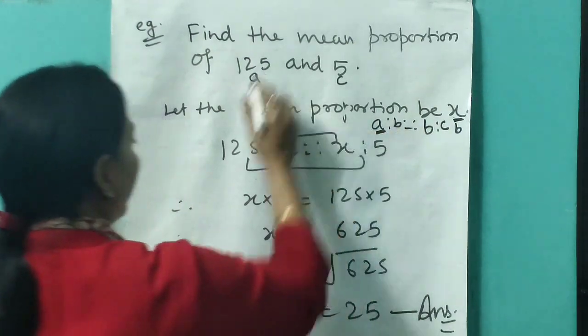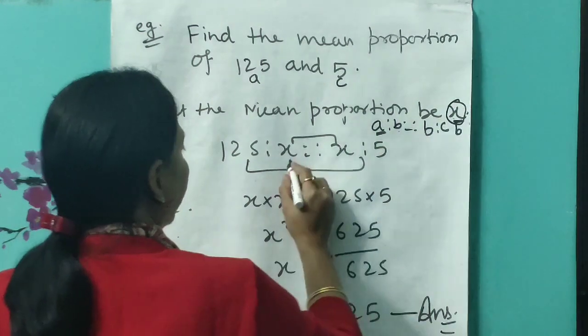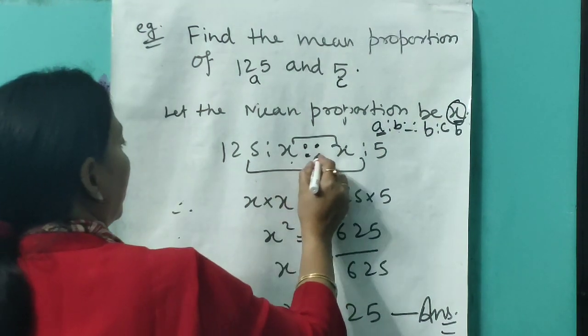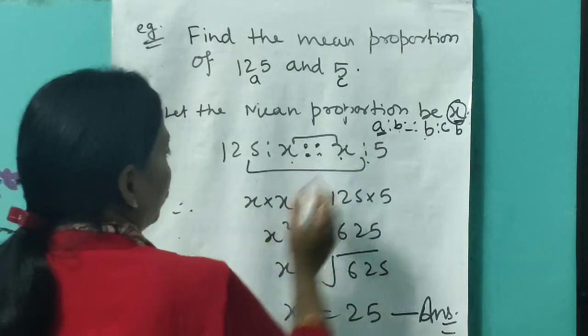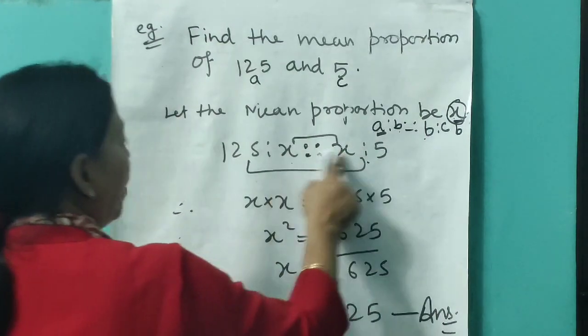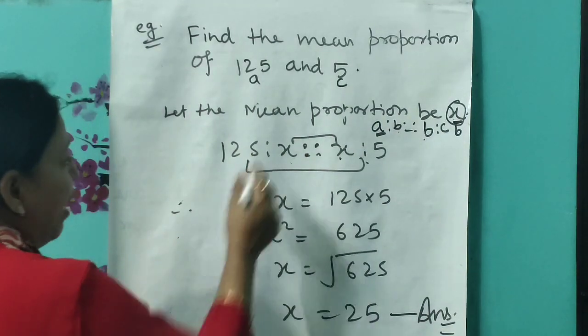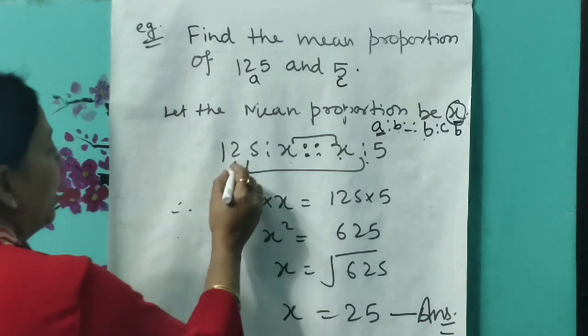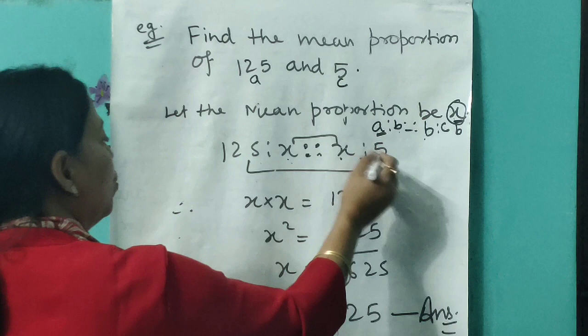So at the place of A what we will write? 125. At the place of B what we have left? x, then the proportionality sign, then again at the place of B we will write x and then 5. So the mean proportion is the middle one, and mean means x. We are taking the mean value x. So the value you will get is 125 is to x is in proportion with x is to 5.